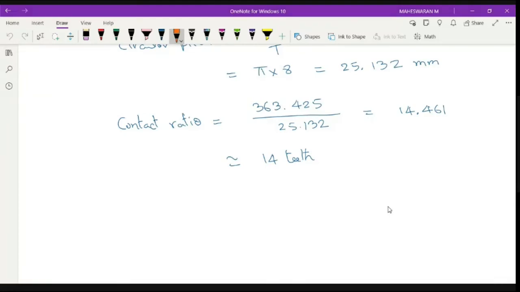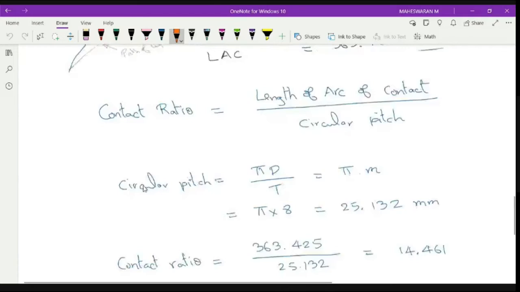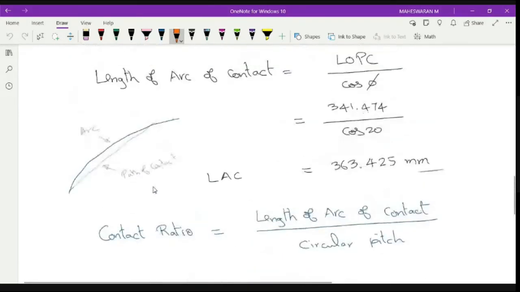Yes sir. Yeah. So the transmission efficiency will be more when the number of teeth in contact is higher, but the life cycle of the gear is less when compared to that. So there are both types. It depends on the application what we choose. Right? Okay sir. Okay, we will solve one more problem related to this.